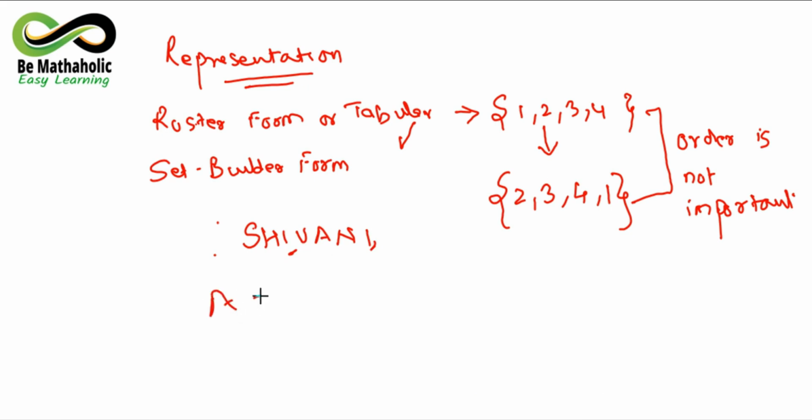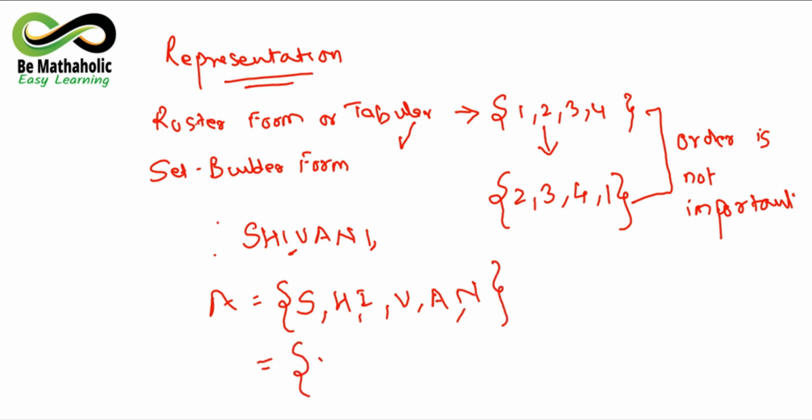So in the set form, I may represent this as S, H, I, V, A and N. Similarly, I may represent the same in this form also, that is H, I, V, S, N and A. So what you can see is whether you are writing a particular element in this form or this form, it hardly matters. The elements should turn up over here. Okay, इसमें ऑर्डर बिल्कुल भी इम्पोर्टेंट नहीं होता.